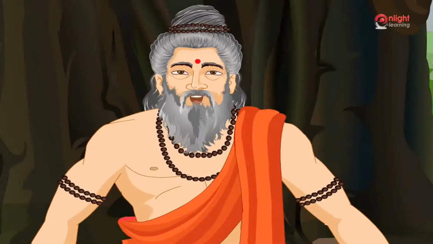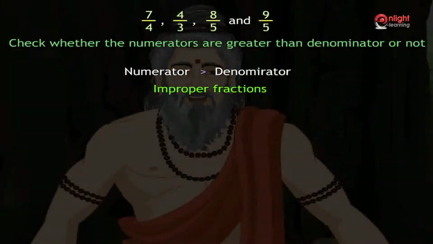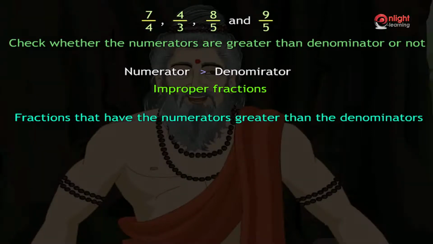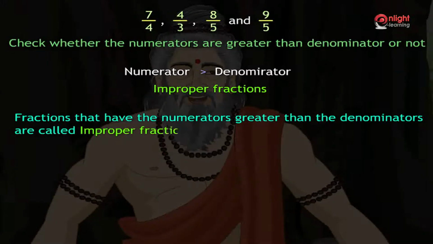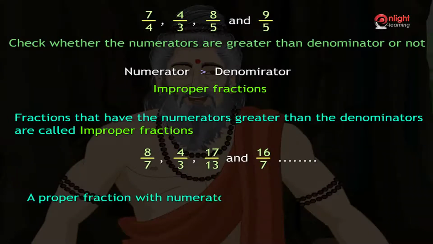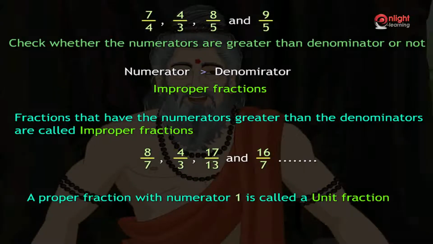Such fractions are called improper fractions. Fractions that have the numerators greater than the denominators are called improper fractions. Some examples are 8 by 7, 4 by 3, 17 by 13 and 16 by 7 and so on. A proper fraction with numerator 1 is called a unit fraction. Some examples of unit fraction are 1 by 2, 1 by 3 and 1 by 7.